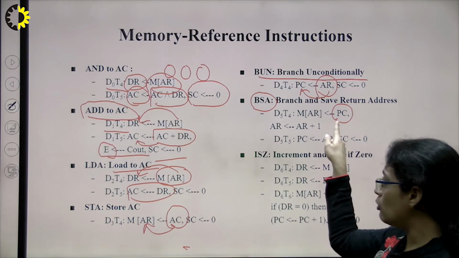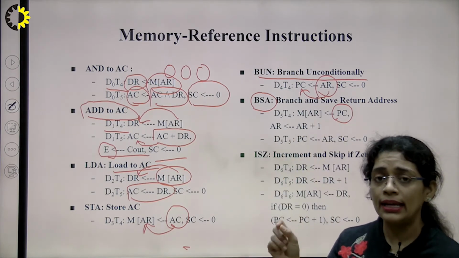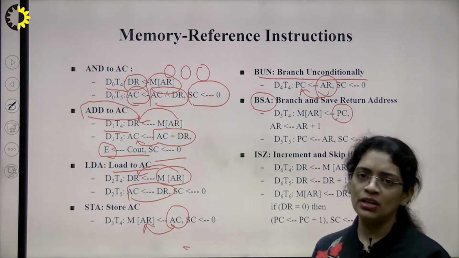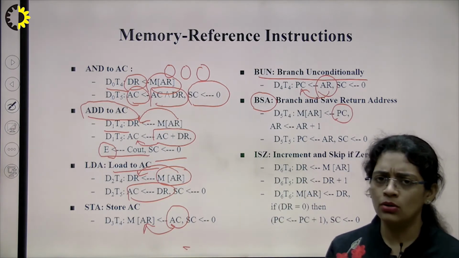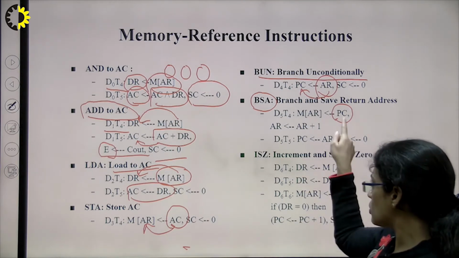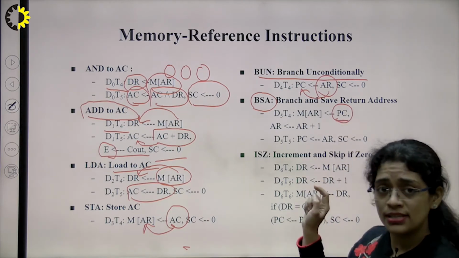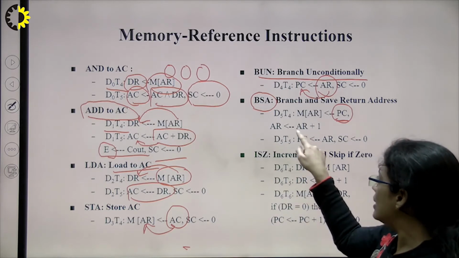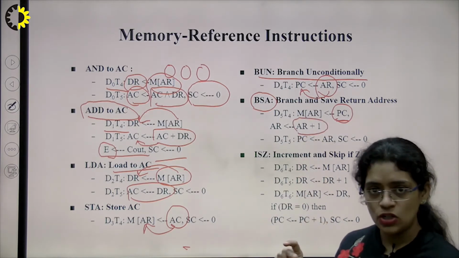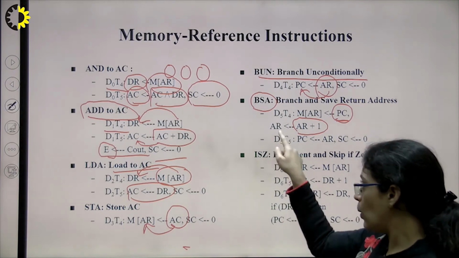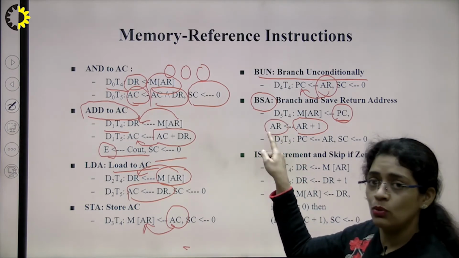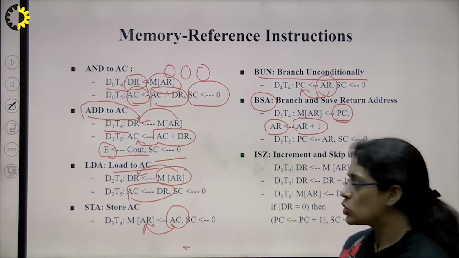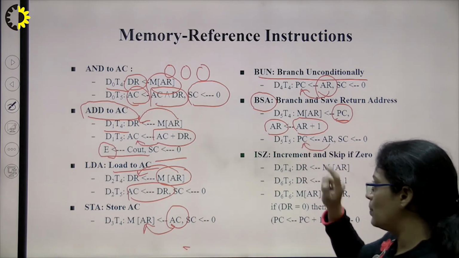So the content of PC is stored in a memory address which you have decided earlier, for example memory location 1 or memory location 0. The address of the next instruction is stored in that memory location, and then that address is incremented by 1. On this address you will find the new address which you need to execute, and that is transferred to PC.